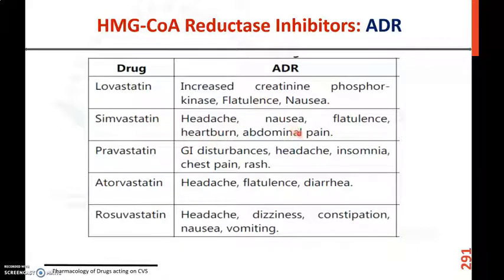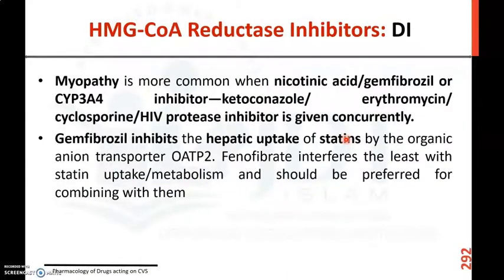Simvastatin may cause headache, nausea, flatulence, heartburn and abdominal pain. Pravastatin may cause GI disturbances, headache, insomnia, chest pain and rashes. Atorvastatin may cause headache, flatulence and diarrhea. And rosuvastatin may cause headache, dizziness, constipation, nausea and vomiting. So these are the important adverse drug reactions of HMG-CoA reductase inhibitors.